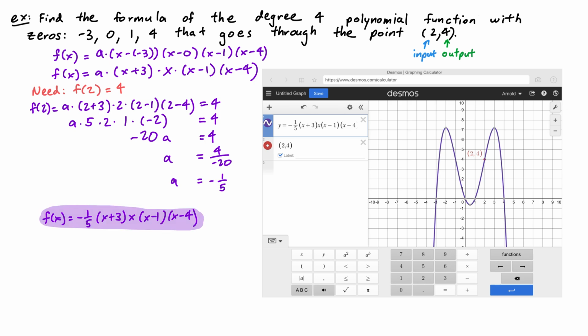So in this video, we learned how to use the zeros of a polynomial function to help us find the formula for the function. In our next video, we'll learn a little bit more about the zeros of a function and talk about something called multiplicities.